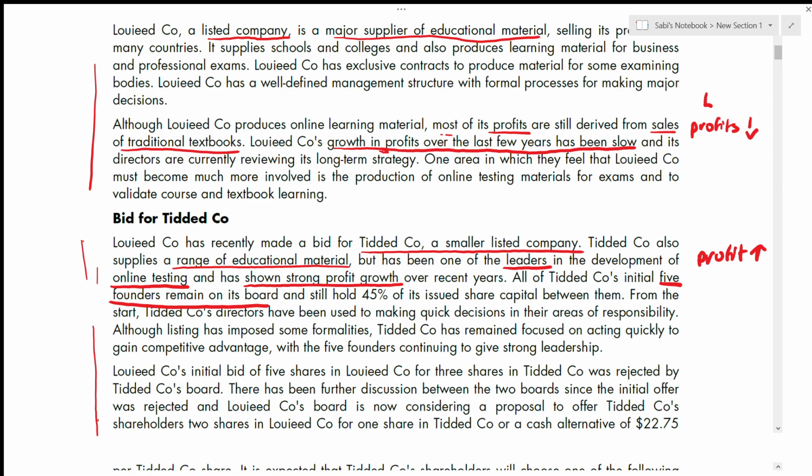Now, from the start, Louieed company directors have been used to making quick decisions in their areas of responsibility. Another advantage, right? Although listing has imposed some formalities, Louieed has remained focused on acting quickly to gain competitive advantage, with the 5 founders continuing to give strong leadership. So there are 5 initial founders who were there before the acquisition, and even after the acquisition, right? They are continuing to give strong leadership.